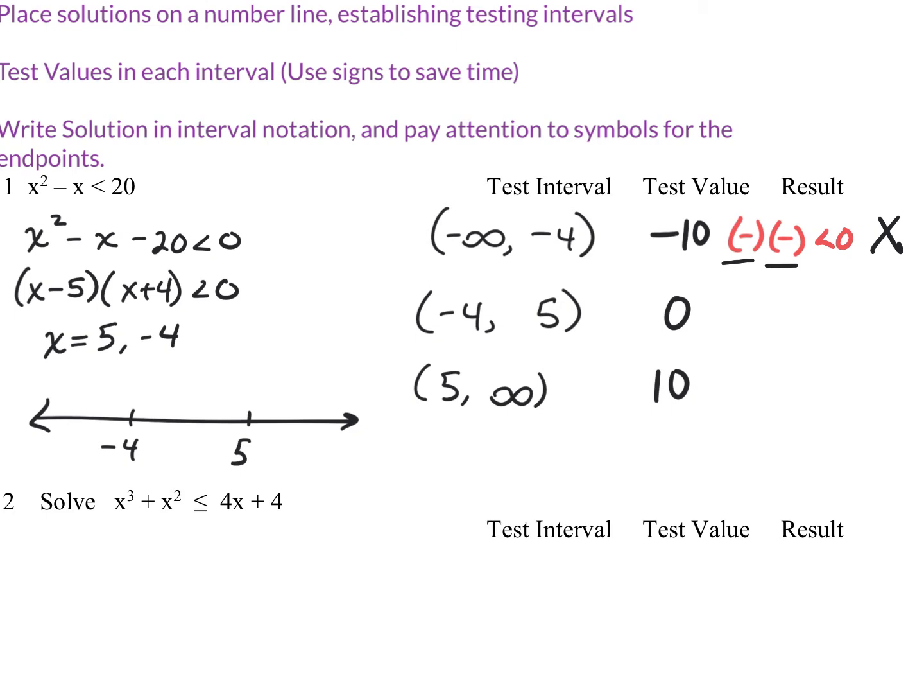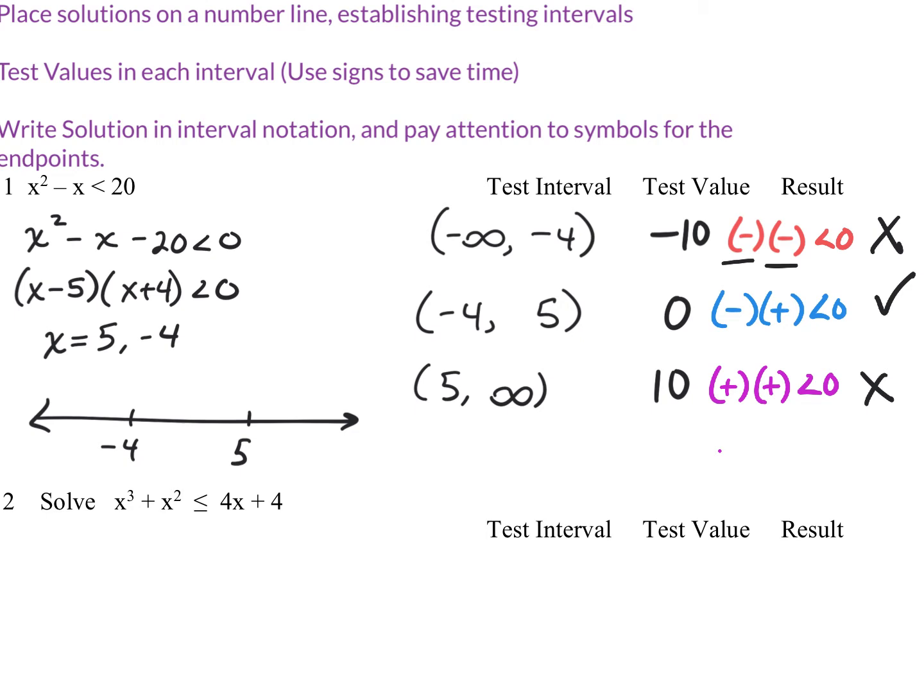If I were to plug in 0, I would get a negative number times a positive number, which we know is negative. We're saying, is that less than 0? It is. So this interval does work. And then finally, for our third interval, we're going to test again. If I were to plug in 10, I would get 10 minus 5, which is positive, and 10 plus 4, which is also positive. I can see that that quantity, a positive times a positive, is not negative. So this part of my inequality would not be part of my solution set.